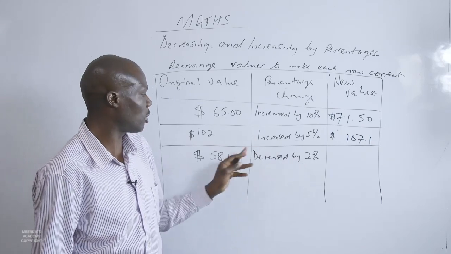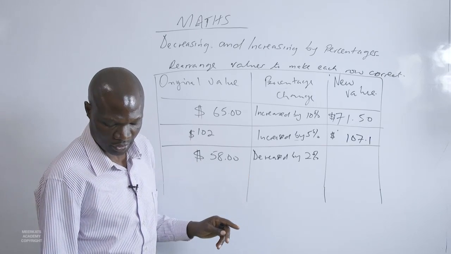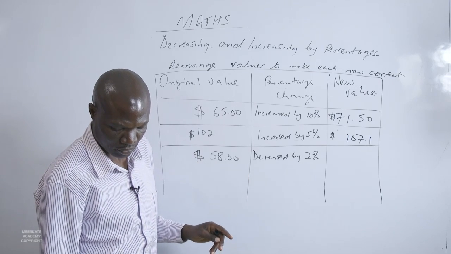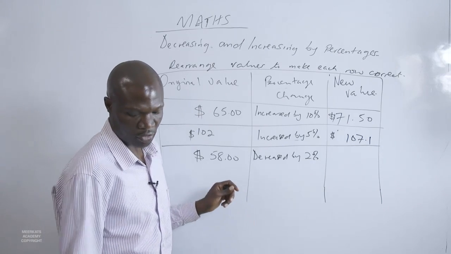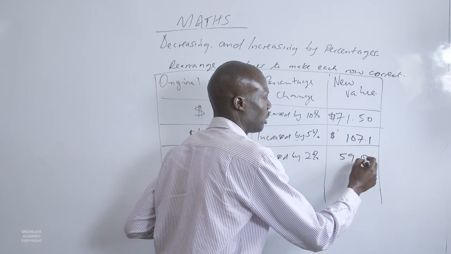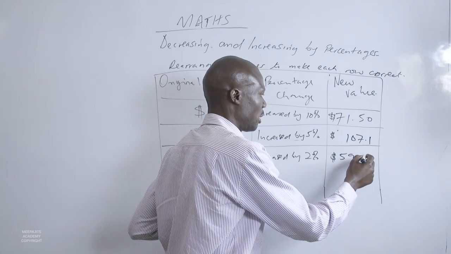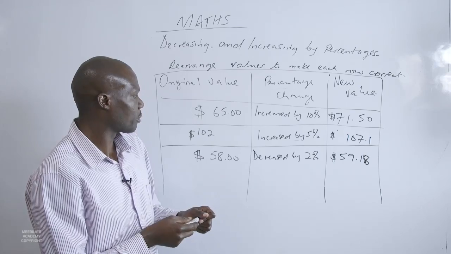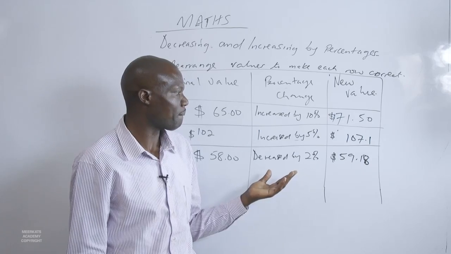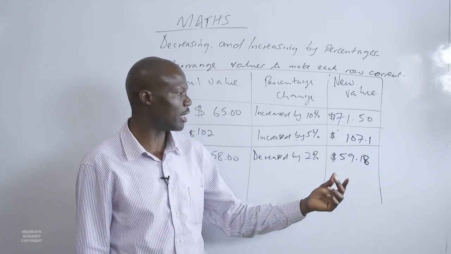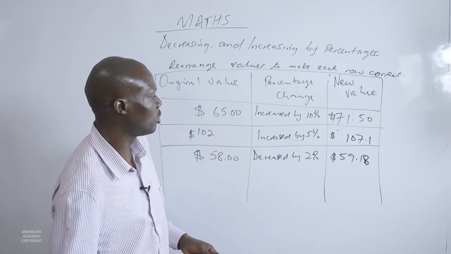So if we have to get, that is 100% plus 2%, that is 102%. So if you multiply that, you'll get $59.18. So the difference gives us the amount of decrease. While the last new value is there, we are decreasing. Sorry, we are decreasing, we need to subtract.